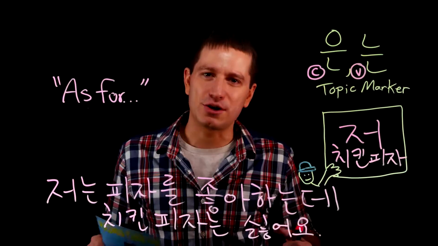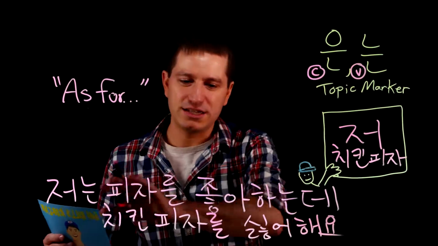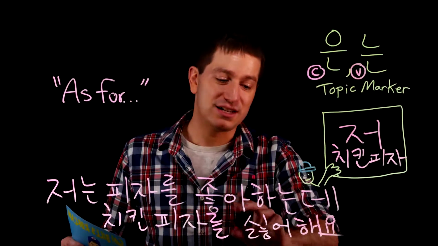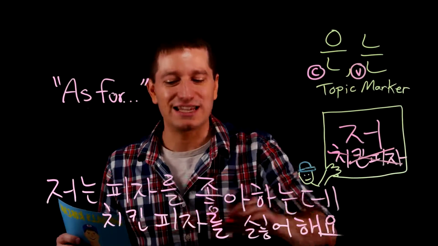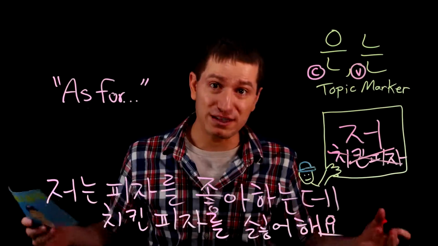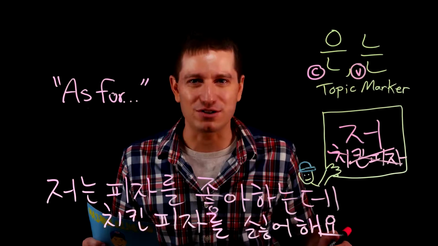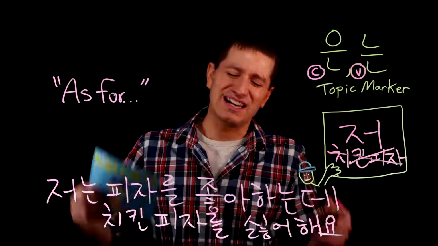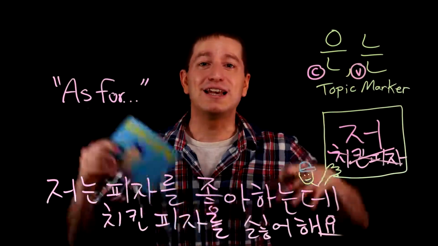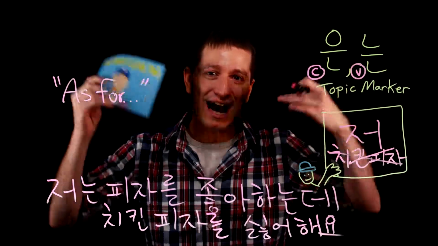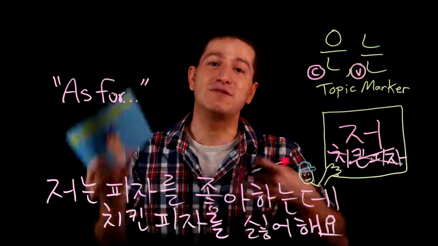Why even use two topic markers in the first place? Well, it shows contrast. But again, you could just say this. 저는 피자를 좋아하는데 치킨 피자를 싫어해요. Now we don't have a second one. As for me, well, I like pizza, but I don't like chicken pizza. And that would be perfectly fine, but this would not show the added contrast that we do get by using two topic markers. So instead of saying, well, I like pizza, but when it comes to chicken pizza, I don't like that, instead of that, you're just now saying me. As for me, we're only talking about me. I like pizza, but I don't like chicken pizza. And both are okay, but have different meanings.